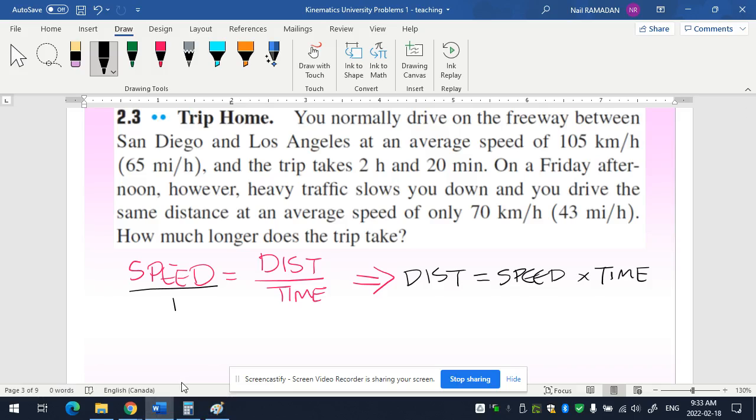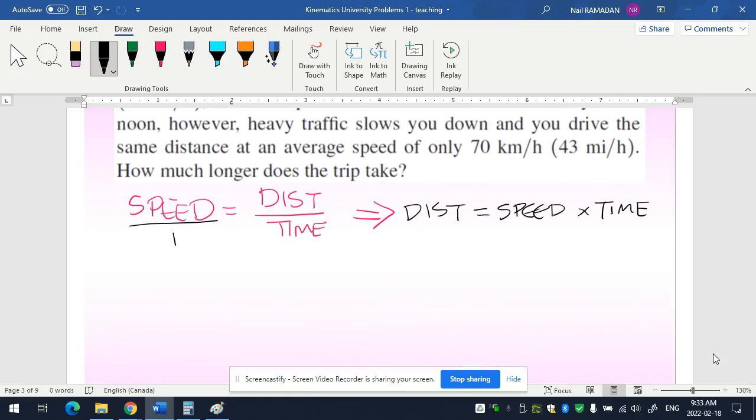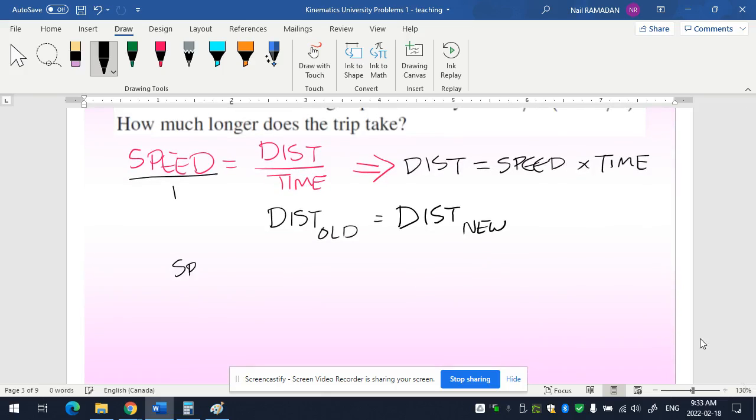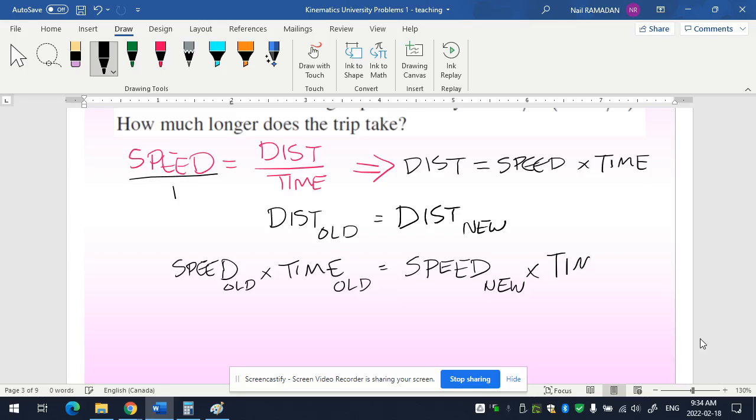So what I want you to write is this. Everyone, look. Distance old must equal distance new. You got it. Which means speed old times time old must equal speed new times time new. Is it making sense? I am completely skipping distance now. I am using the ingredients: speed new times time new.